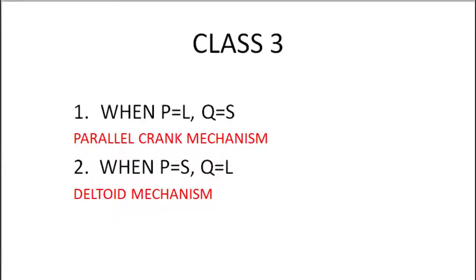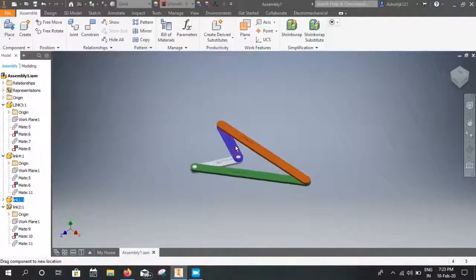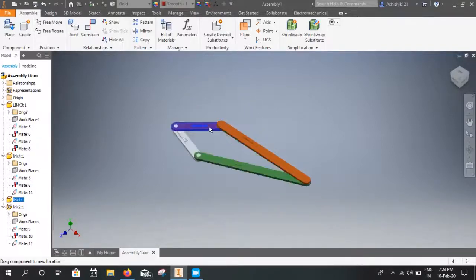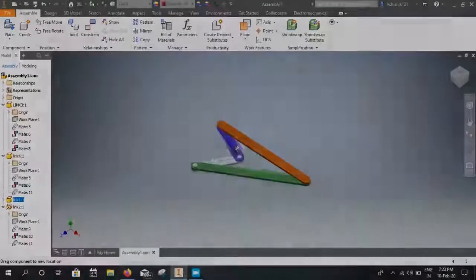Another inversion is obtained when the length of P is that of the shortest link and of Q is that of the longest link. This forms a kite shape. This results in crank rocker mechanism by fixing one of the largest links. This is called deltoid mechanism.